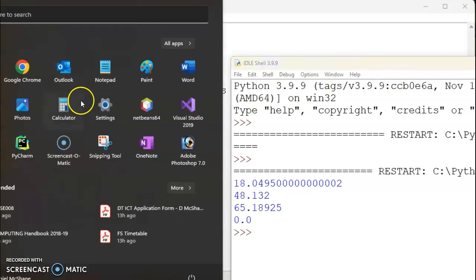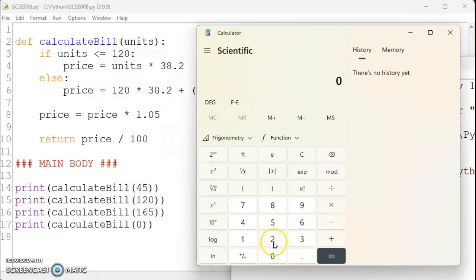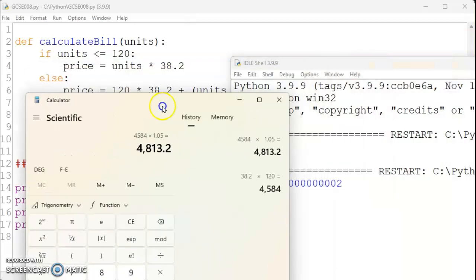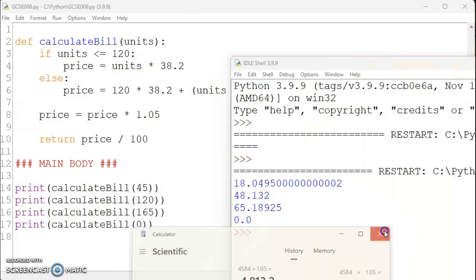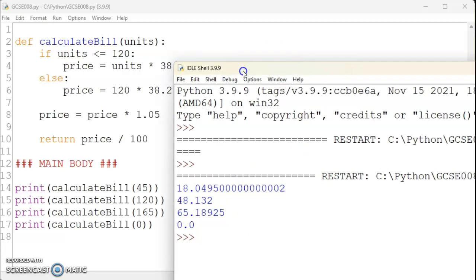So we can call up our calculator and we can say, let's take the price, which is 38.2 pence per unit. Let's multiply that by 120 units. And then let's multiply that by 1.05 to add the VAT, and we get our final result 4813.2, and that does marry up with our result here. 165 units gives us 65.18925, and finally 0 units gives us this. And quick checks with the calculator will confirm that all of those values are indeed the values that we were expecting.